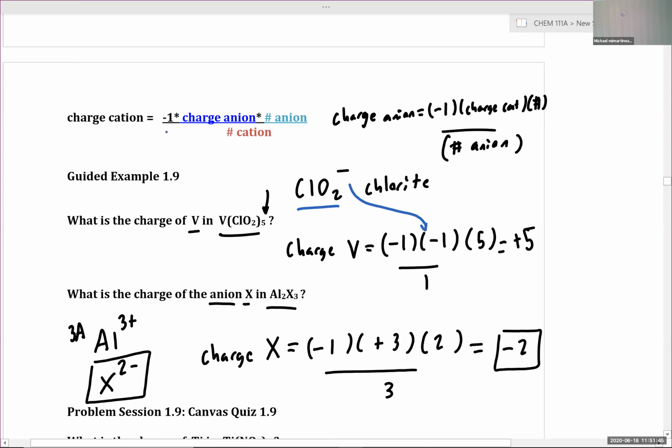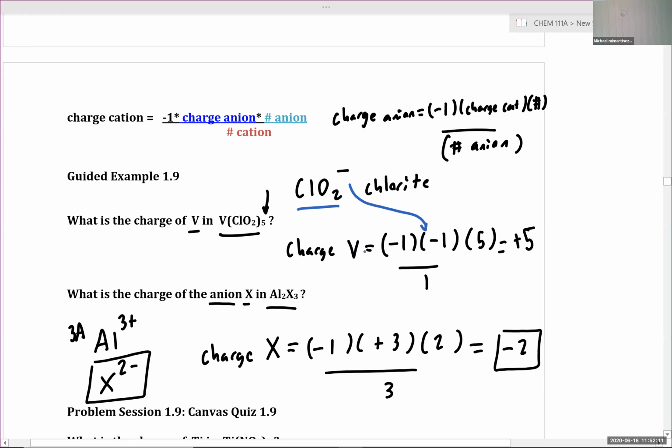The -1 is just part of the equation. The 5 comes from the fact we have 5 chlorite ions, and the 1 comes from the fact we have 1 vanadium. Does that make sense? Okay. Wait, so V, what is that? Is that -1?